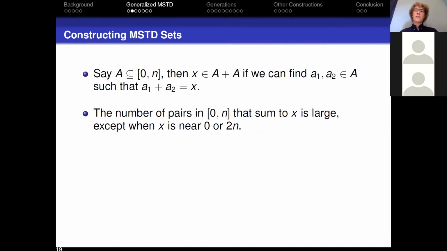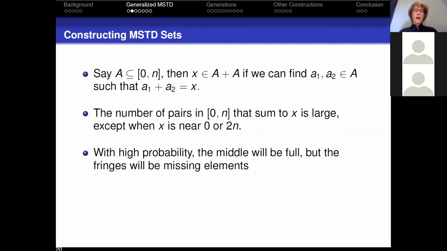On the other hand, if X is near 0 or 2n, then there are very few pairs. So if X is near 0, then both elements of the pair have to be near 0. And if X is near 2n, then both elements of the pair have to be near n.